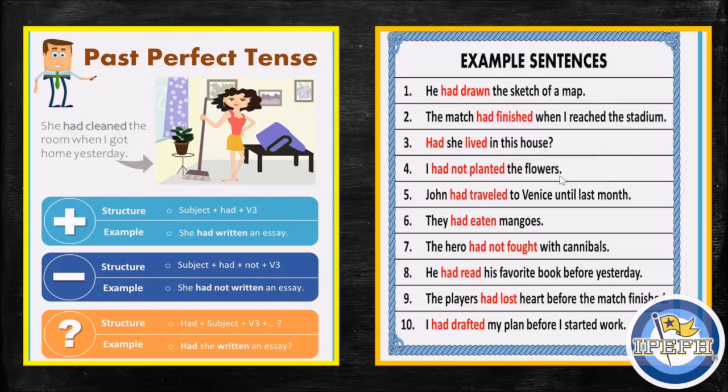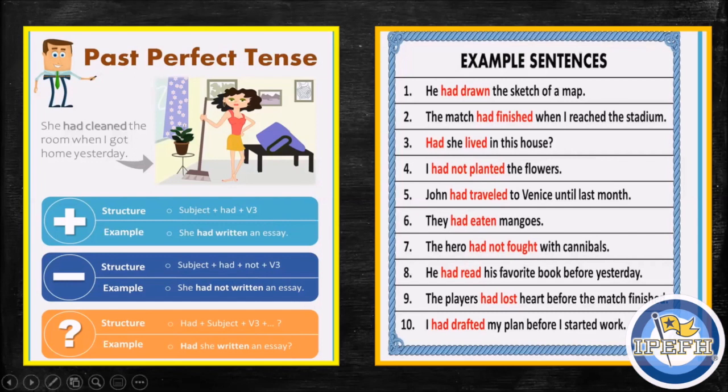So let's see more examples. Here we have example sentences. Number 1. He had drawn the sketch of a map. Number 2. The match had finished when I reached the stadium. Number 3. It is a question. Had she lived in this house? Number 4. I had not planted the flowers. Number 5. John had traveled to Venice until last month. Number 6. They had eaten mangoes.